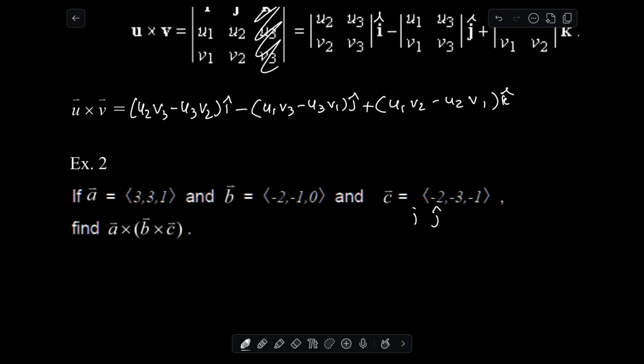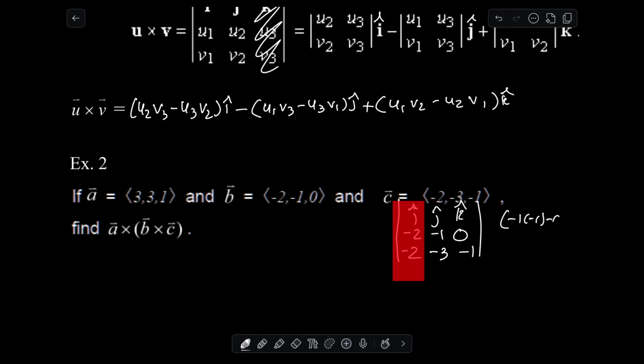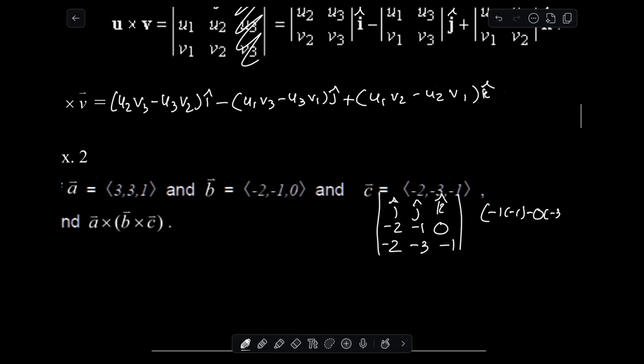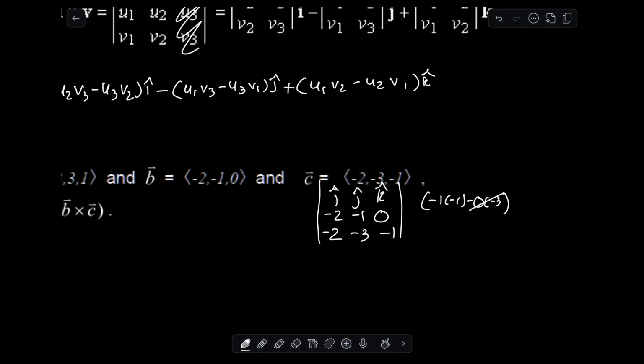So i, j, and k. -2, -1, 0, -2, -3, -1. Okay, I'm going to put my thumb over the i hat real quick, and then I'm going to get -1 times -1, minus 0 times -3. So this goes away, i hat.